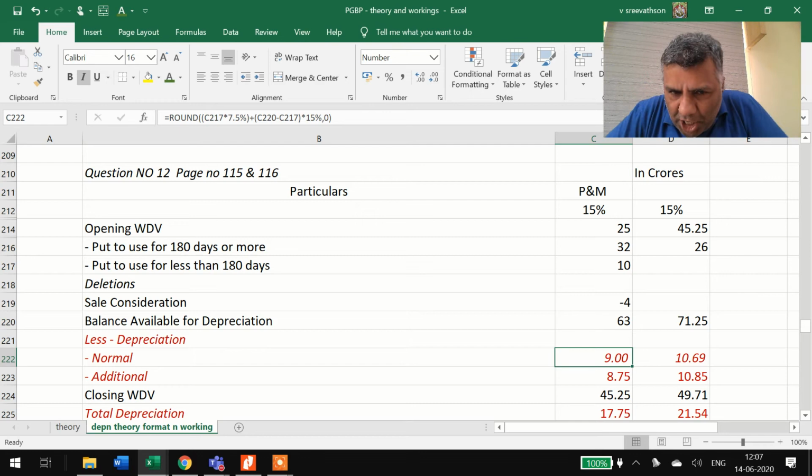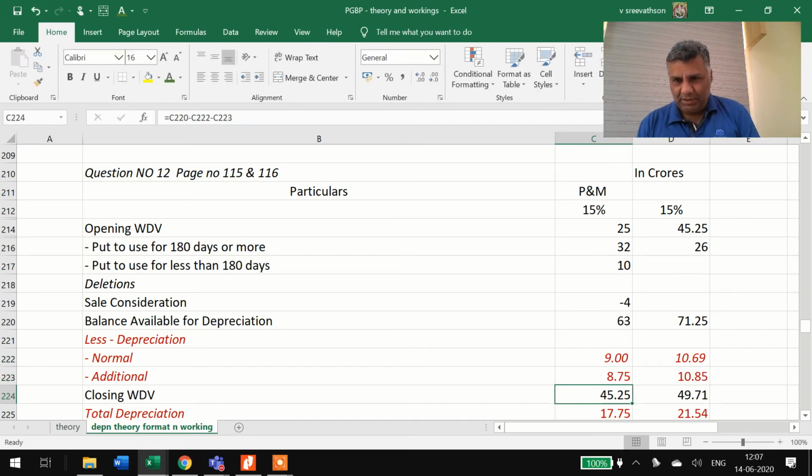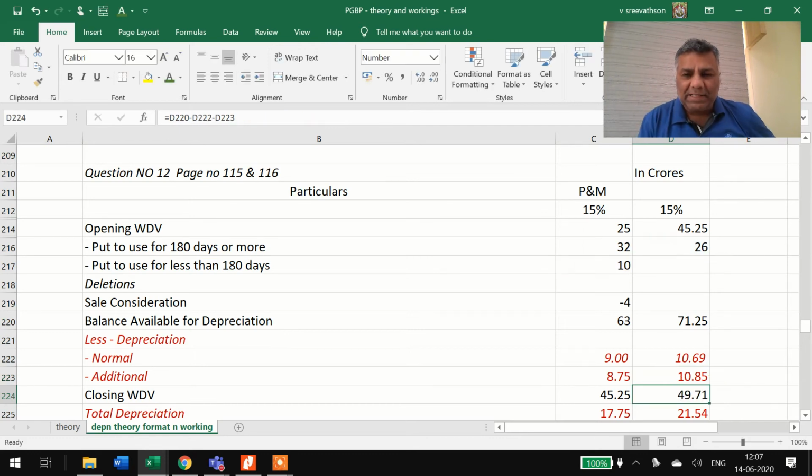Additional depreciation is only for the addition made, that too only for new plant and machinery. The rate is 35% since it is in the notified areas. So I get 20 into 35% plus 10 into 17.5%. Using that, I take the opening balance and work out in the same manner. Here my additional depreciation will be 26 into 35% plus last year 10 into the remaining 17.5%.